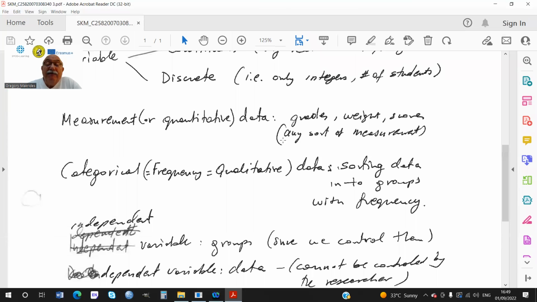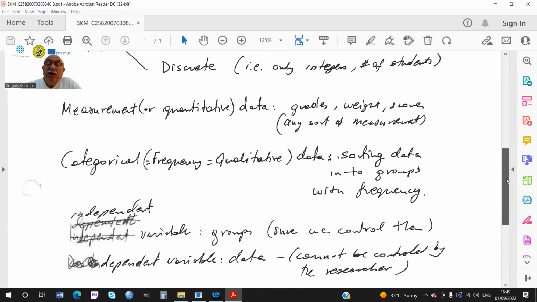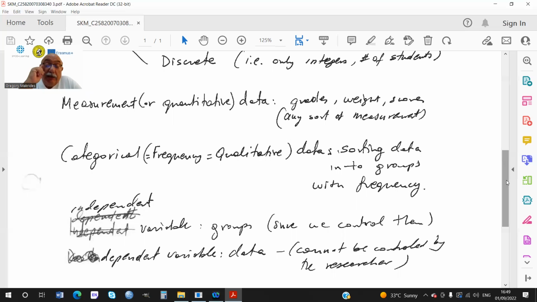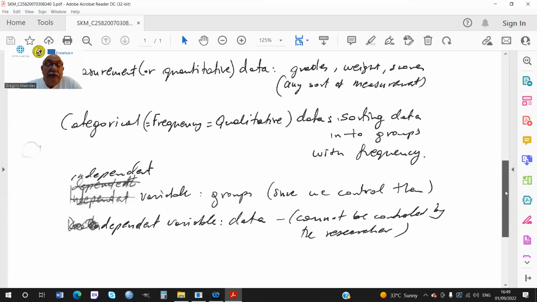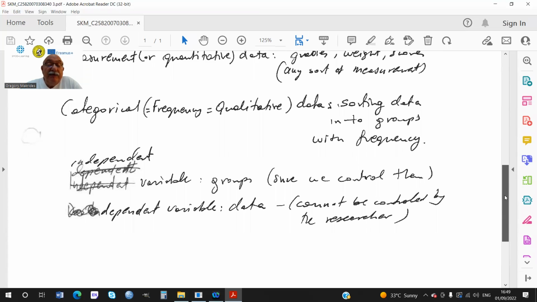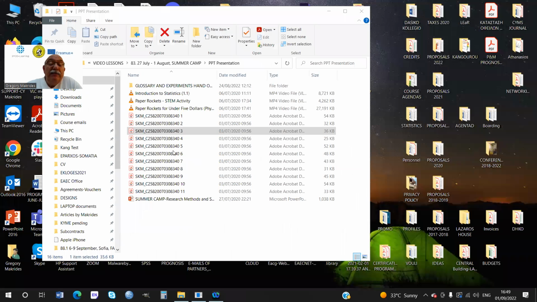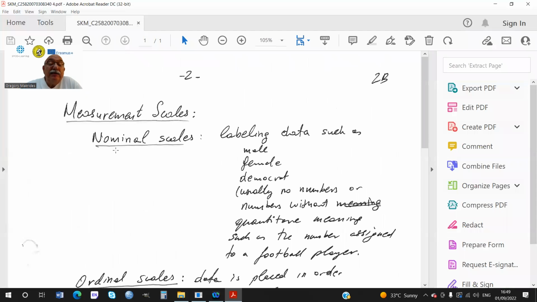Measurements, of course, we can have data from grades, weights, and scores, and categorical data when this is sorted in groups, and of course when you have larger, smaller, etc. It's categorical. Independent versus dependent: when something is changing and gets values from your investigation, then it's an independent variable. When it affects other variables that we cannot control, then those are dependent variables. Let me go to the next slide.